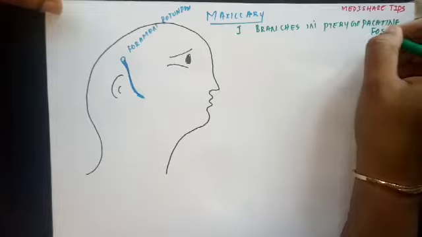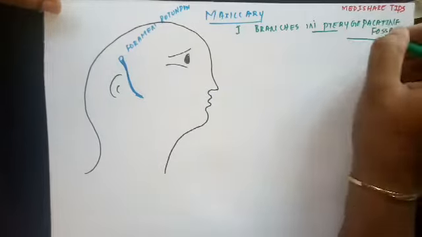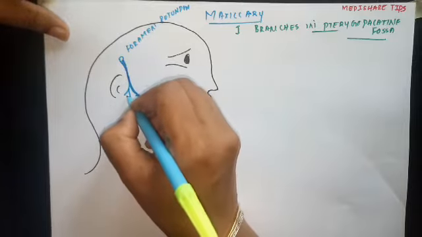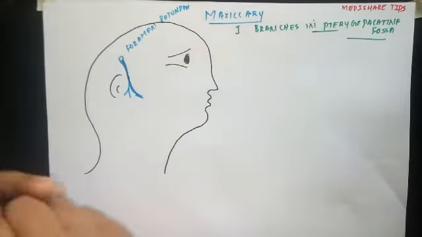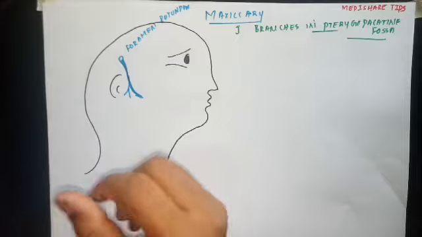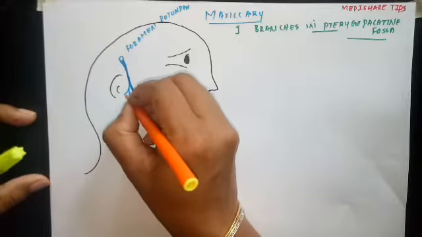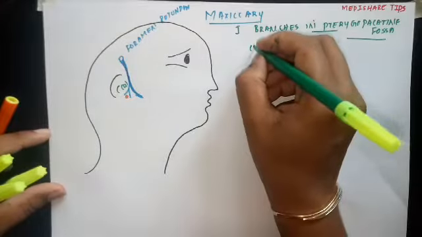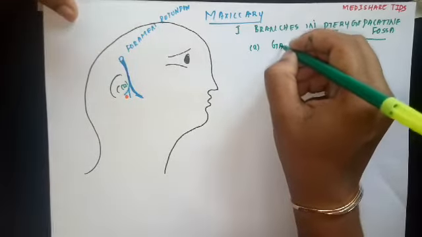We know that here a ganglion is located, the pterygopalatine ganglion. The nerve gives out a branch to the pterygopalatine ganglion. This branch is known as the ganglionic branch, labeled as A.